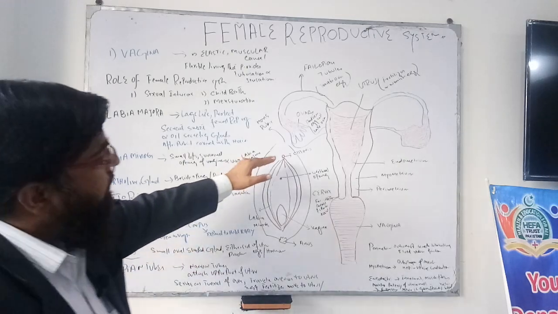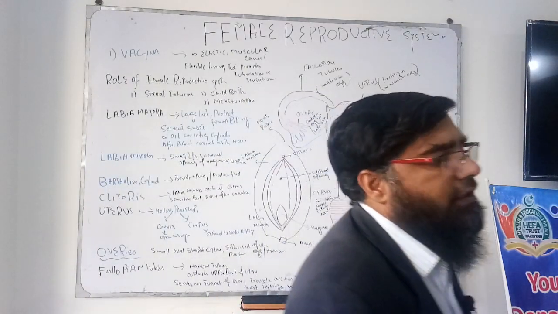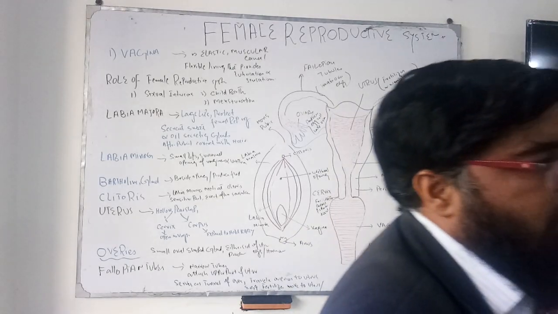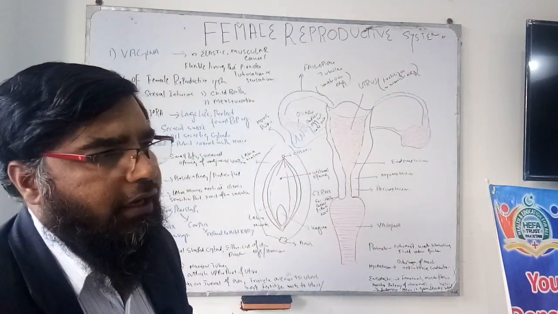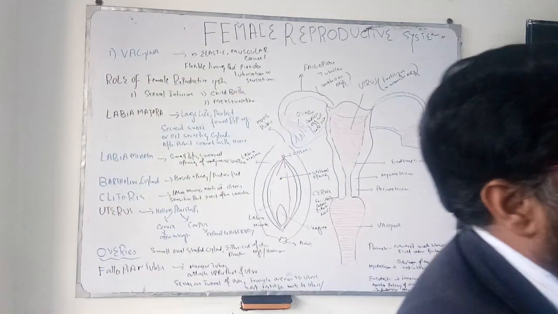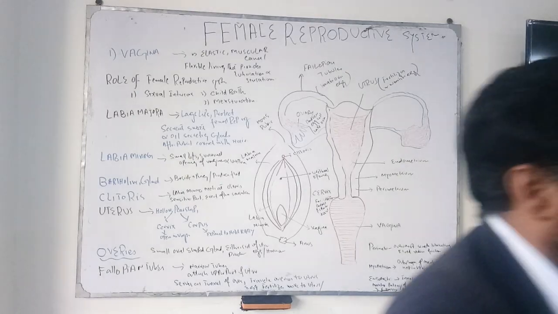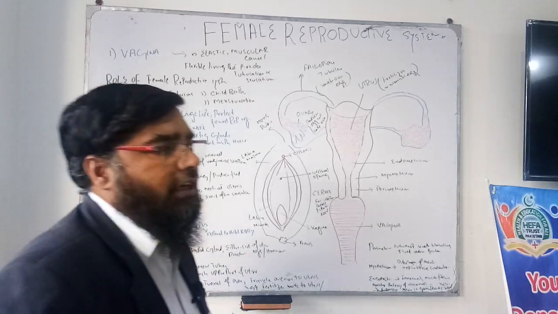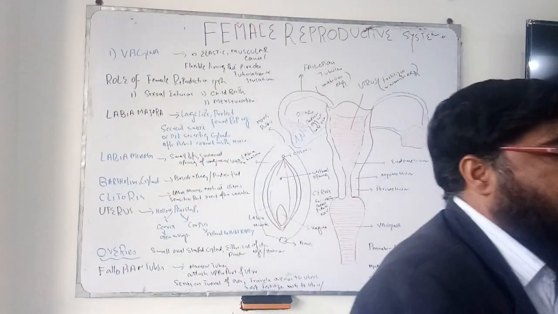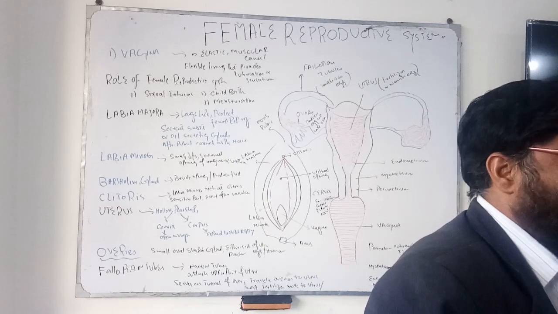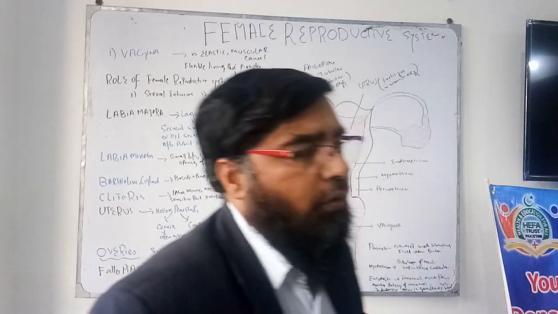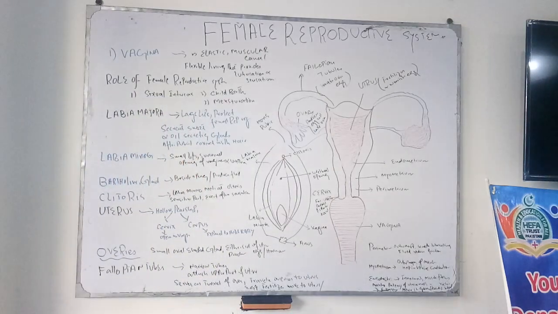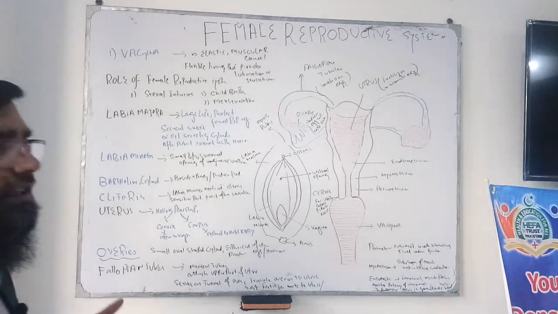So the clitoris is sometimes considered to be functionless. But its function is that it produces sensations, and before sexual desire it erects like a penis. So most people think that the function of the clitoris is to produce sexual desire sensations.